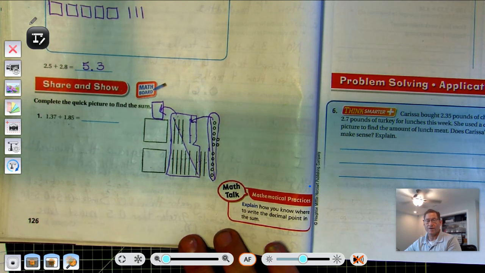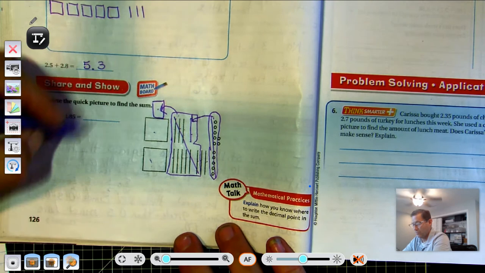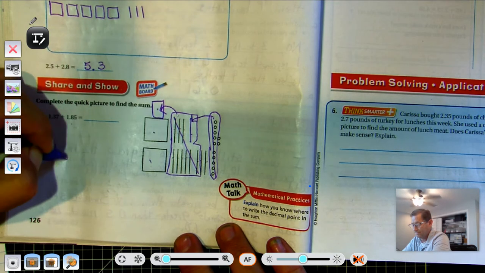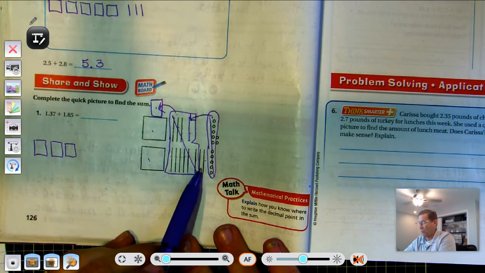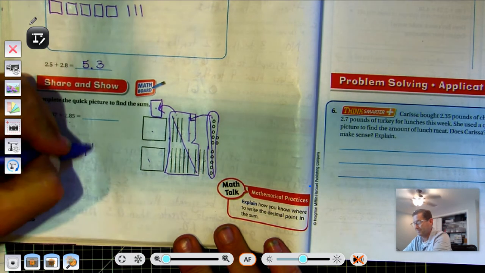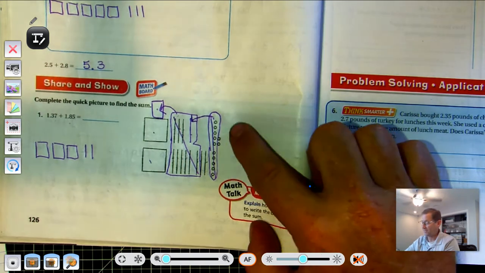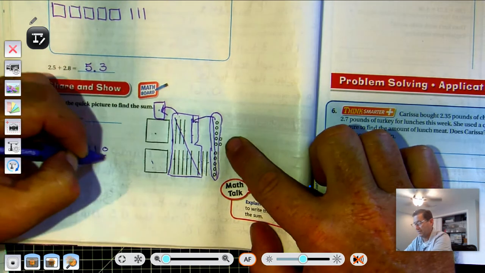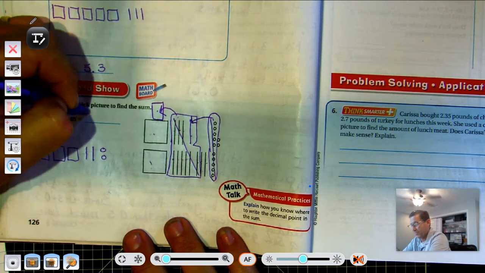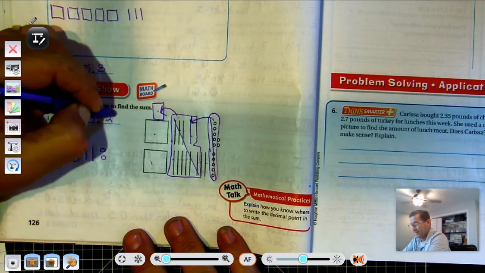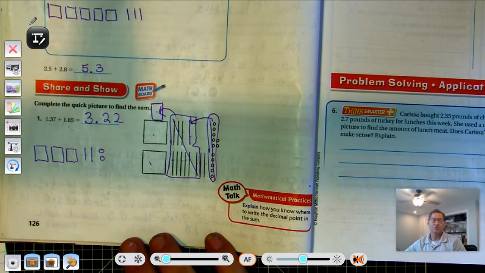All right, so what do we have? I have 1, 2, 3 ones. How many tenths? I have 1, 2 tenths. And how many hundredths? I have 2 hundredths. So 3 and 22 hundredths is what our model shows.